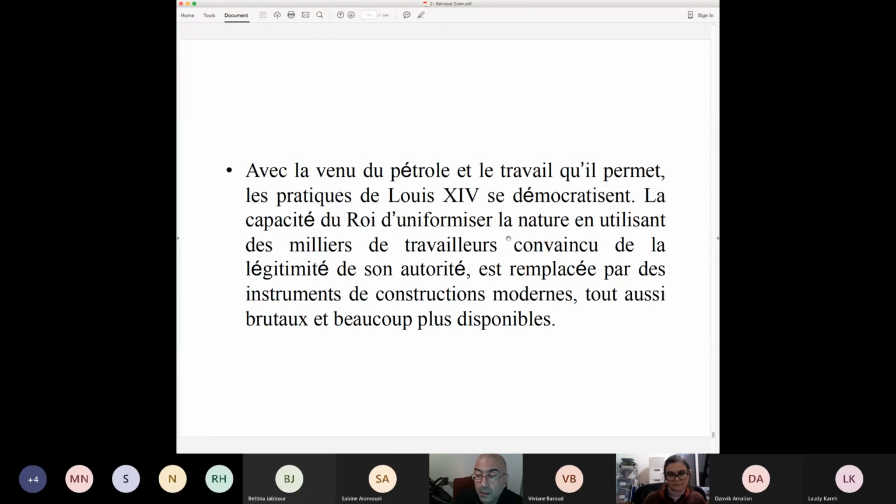So that the ability of the King of France to use thousands of workers, completely convinced of the legitimacy of his authority, today is replaced by modern instruments of construction, like tractors, for instance, that are able to be as brutal as what these thousands of workers could do, but they are much more available, much cheaper.